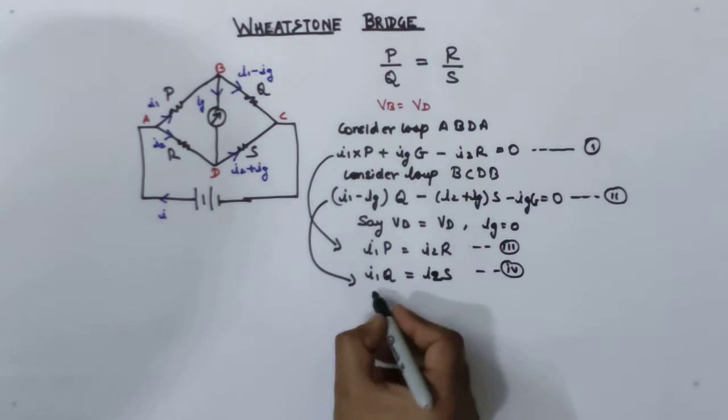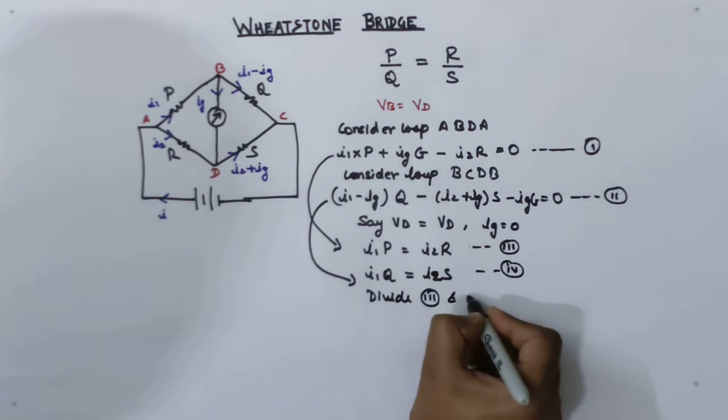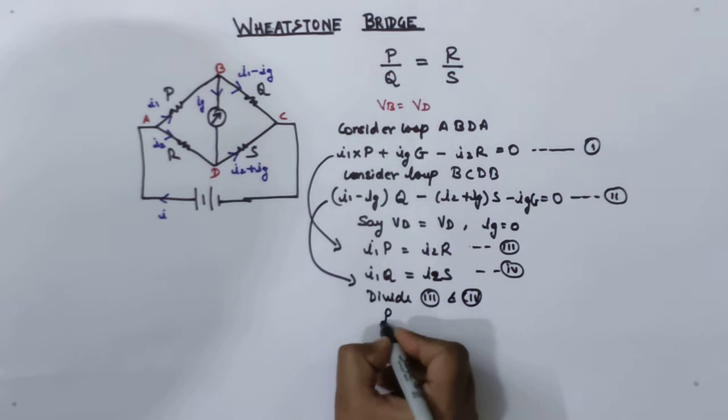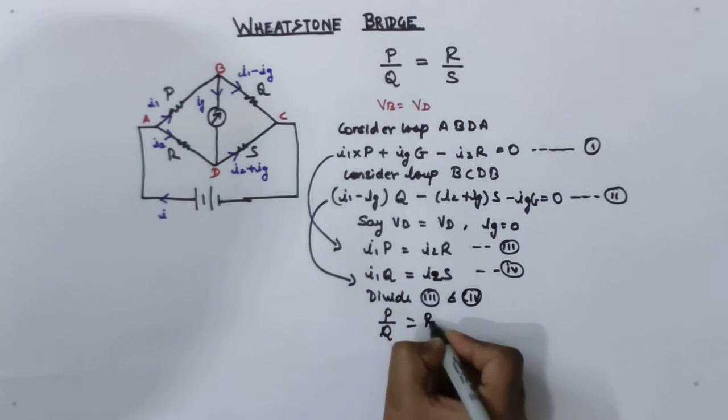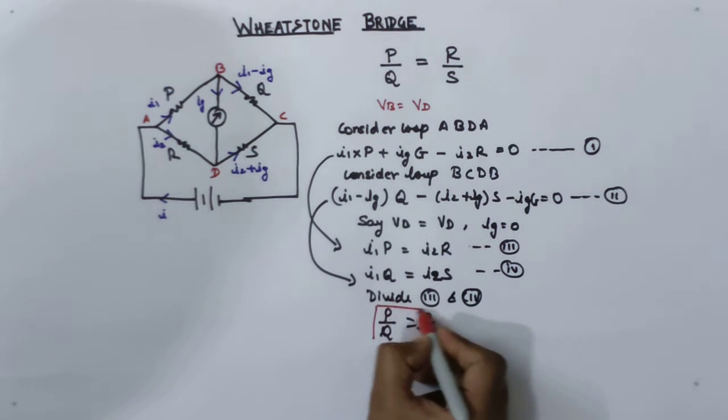Now if I divide equation 3 and equation 4, I1 cancels, I2 cancels, I get P upon Q equals R upon S. And this is the result which we were expecting.